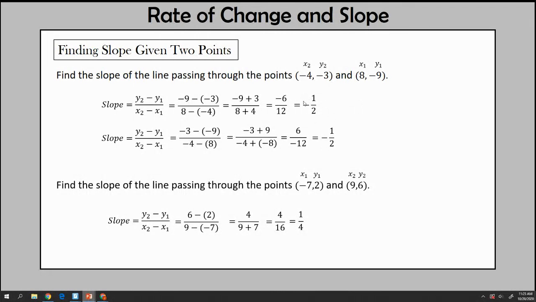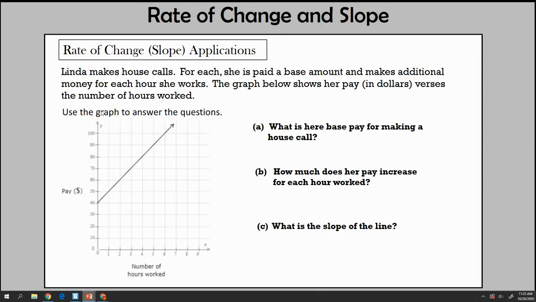Okay, you don't have to do it two ways. I just wanted to show you up here that which one you decide to make the first and second ordered pair makes no difference in the answer. You're going to get the same answer.